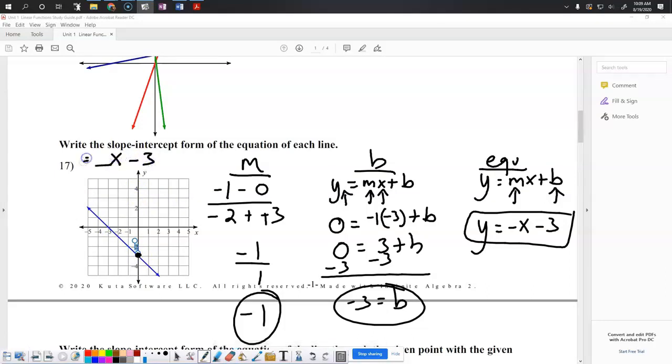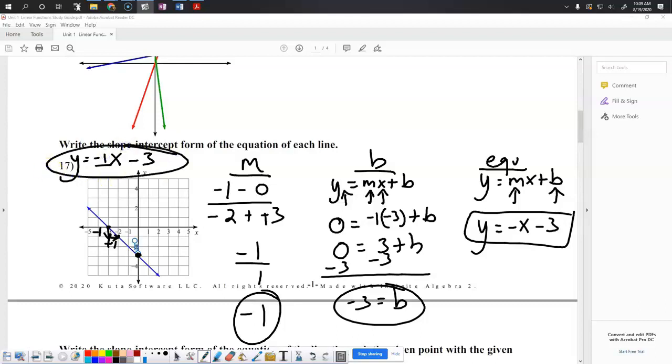Now I just need my slope. The slope, pick any 2 points. As you can see, it's down 1, which is negative, and right 1, which is positive. Negative 1 over 1. So rise over run. Negative 1 over 1 is negative 1. So much faster if you just do it that way.